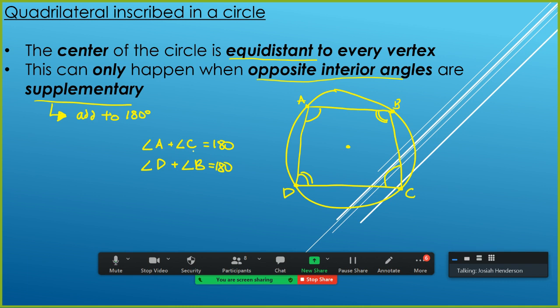And check this out. Since these two opposite pairs both add to 180, well, 180 is the same as itself, right? So that means A plus C is equal to D plus B, the angle measures.